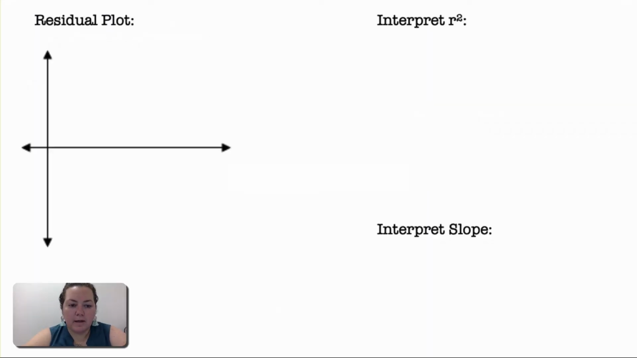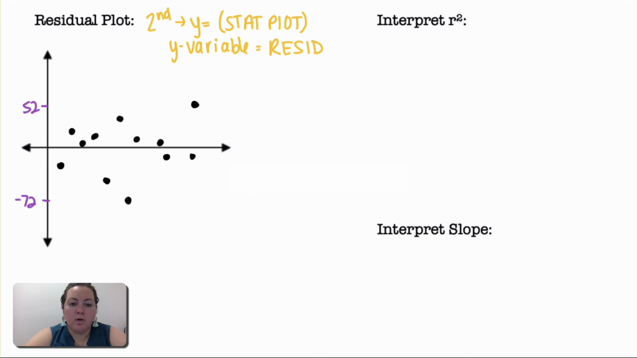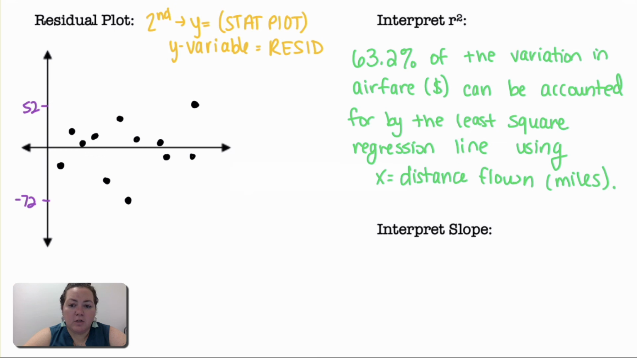All right, now we can also make our residual plot. So we can calculate all of the residuals. Our calculator actually did that for us. All right, so we go to second Y equals, which is stat plots, and I'm going to change my Y list to the list called RESID, and then zoom 9, and you'll get your graph. It looks like this, and then our interpretation sentences.